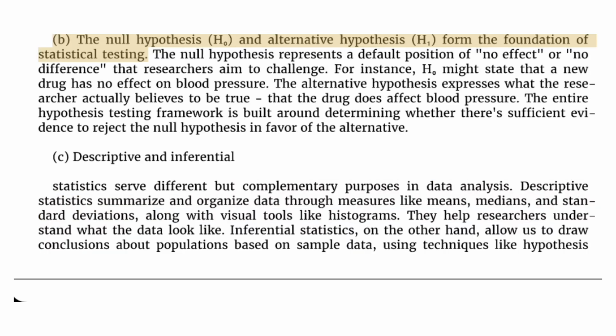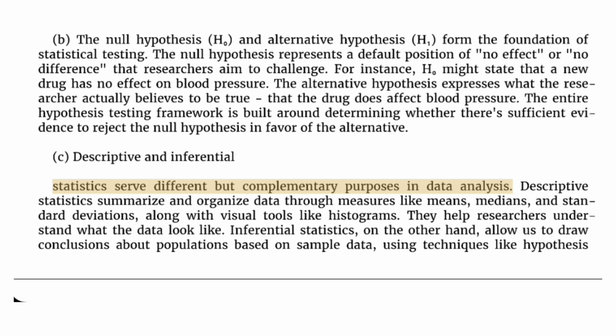B. The null hypothesis H0 and alternative hypothesis H1 form the foundation of statistical testing. The null hypothesis represents a default position of no effect, or no difference, that researchers aim to challenge. For instance, H0 might state that a new drug has no effect on blood pressure. The alternative hypothesis expresses what the researcher actually believes to be true, that the drug does affect blood pressure. The entire hypothesis testing framework is built around determining whether there's sufficient evidence to reject the null hypothesis in favor of the alternative.